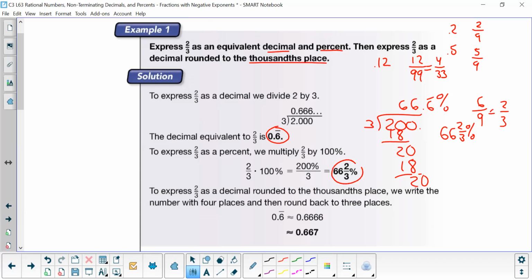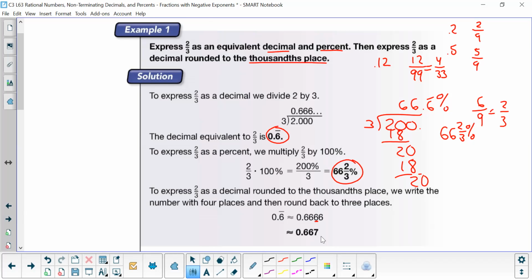So 66 2/3% was our answer there for the percent. Let's also look at rounding it to the nearest thousandths place. So I have again my repeating decimal. To round it to the nearest thousandths place, I need to write out 4 places and then round back. So I'm rounding to the thousandths place, which is 3 places.